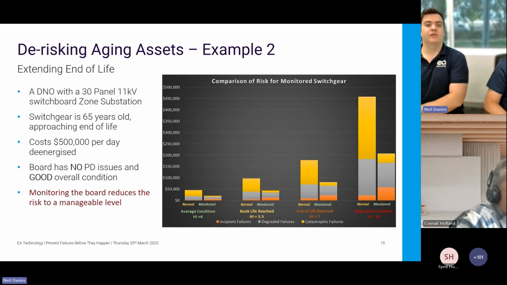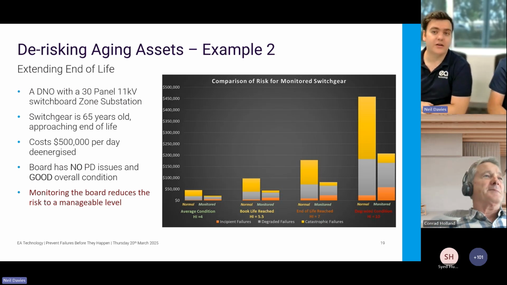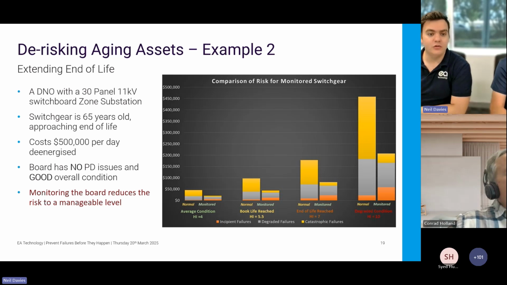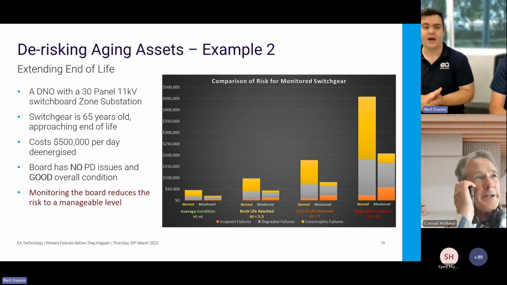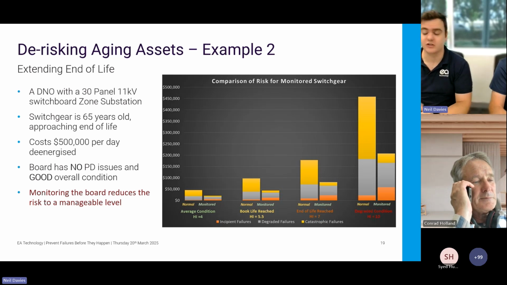When we look at the risk of this board, whilst it is quite high naturally, if we look at it in all of its different stages, this one is approaching its end of life, and its risk right here is approaching up to the $200,000 mark. If we were to install a monitoring system on it, we can see that the risk is significantly reduced, almost or even further than if it was considered to be at book life reached or even more than average condition.